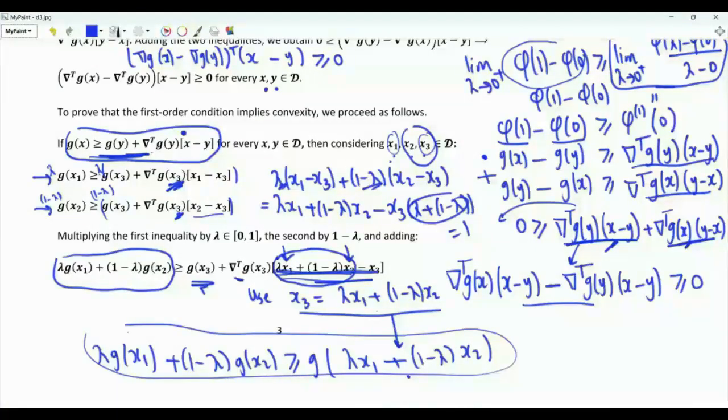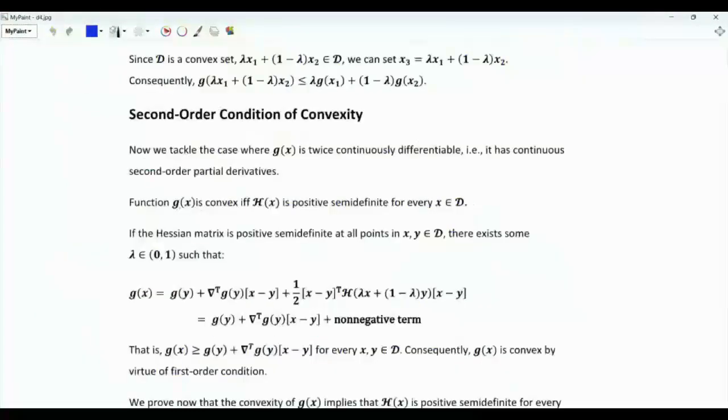The next part is an investigation of the convexity of function g of x if it is twice continuously differentiable. Specifically, we want to show that function g of x with a convex domain is convex if and only if the Hessian matrix is positive semi-definite for every x in the domain of function g. Suppose that the Hessian matrix is positive semi-definite. Let's write the Taylor polynomial for function g.